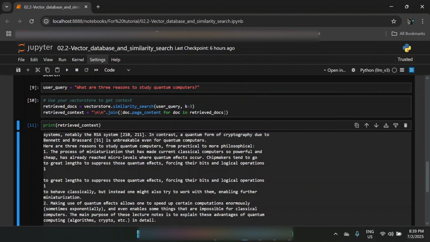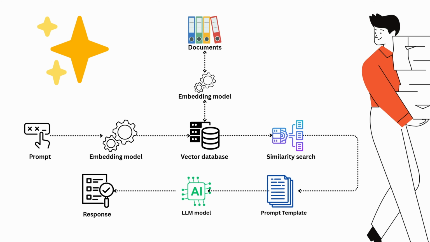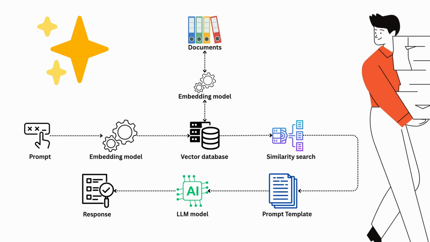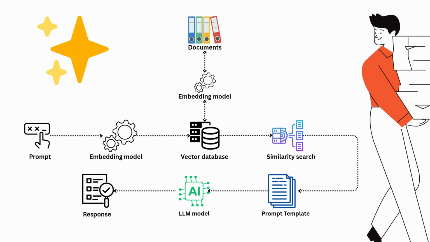So now we have a working retrieval pipeline that can pull out the most meaningful chunks from our knowledge base. In the next phase, we will go one step further by feeding this retrieved context into a language model and generating a complete answer in natural language. In the next video, we will cover prompt templates and explore how to integrate with an LLM for response generation. Let's move on to the generator phase of our RAG system.